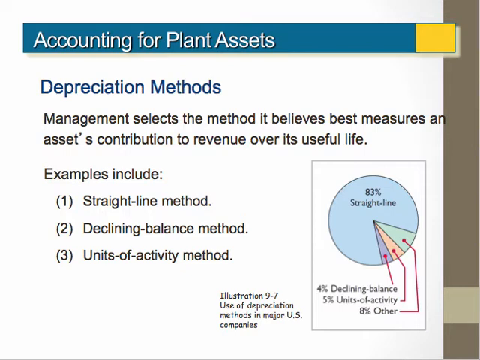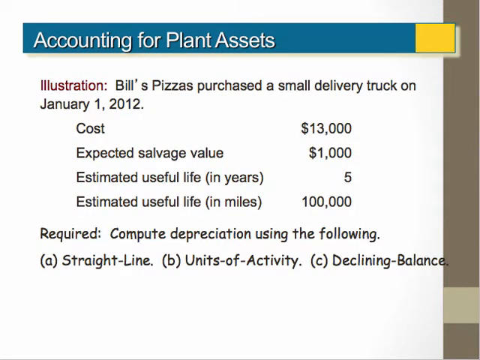The last method is the units of activity method, which actually accounts for the usage of the asset. So these three methods you'll need to be able to calculate so that you'll be comfortable with how depreciation is calculated. So here's an example. Bill's Pizza buys a delivery truck on January 1st, 2012. Now remember, we can only depreciate an asset for the period of time that we own the asset.